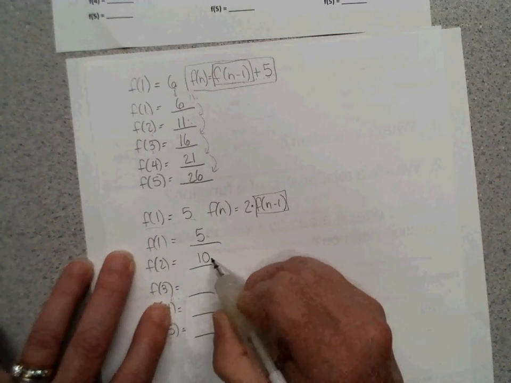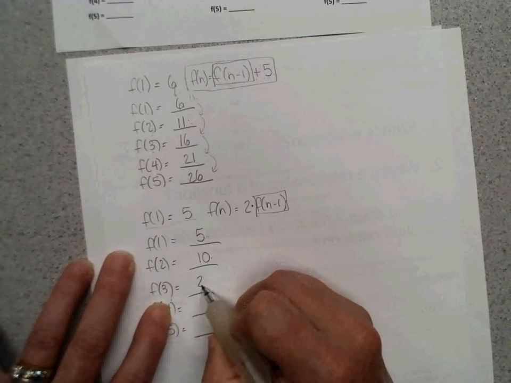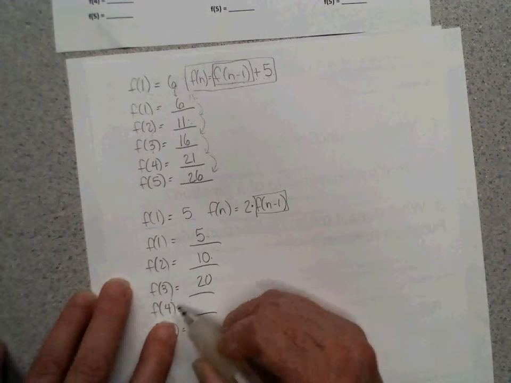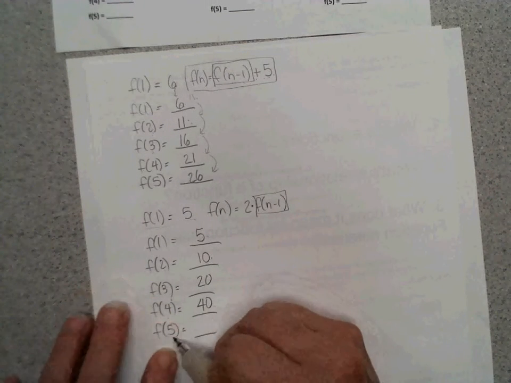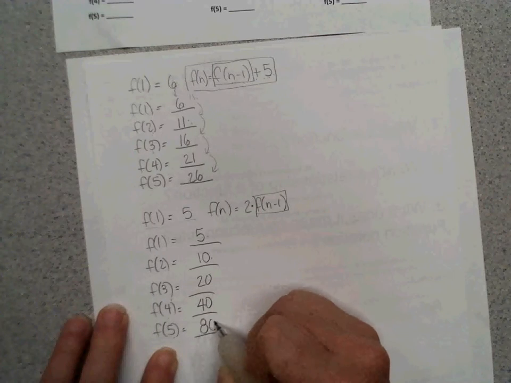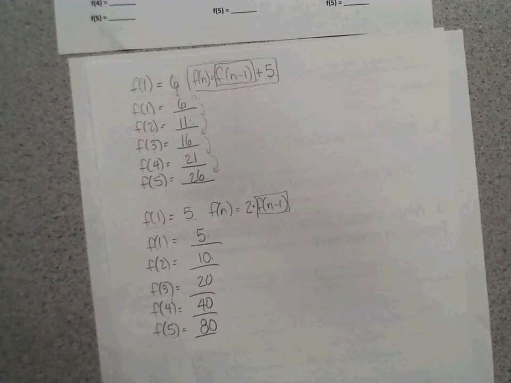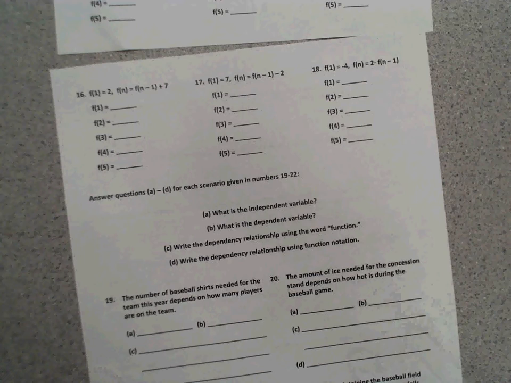The third term, 2 times this. 2 times 10 is 20. The fourth term, 2 times this. The fifth term, 2 times this, and so on. You try numbers 13 through 18 and make sure you can do those.